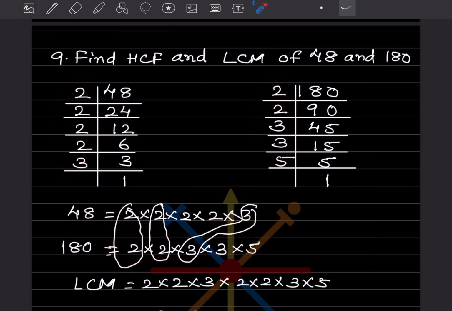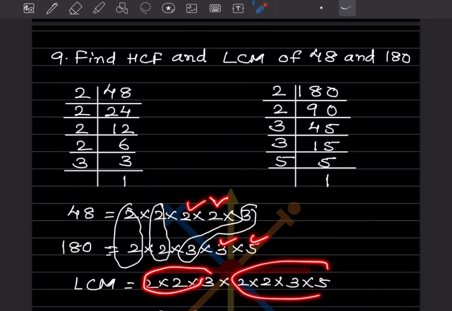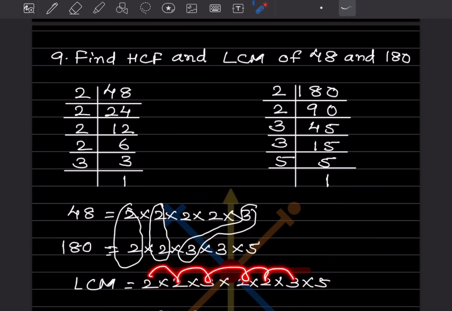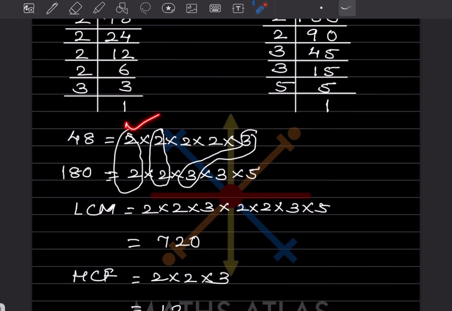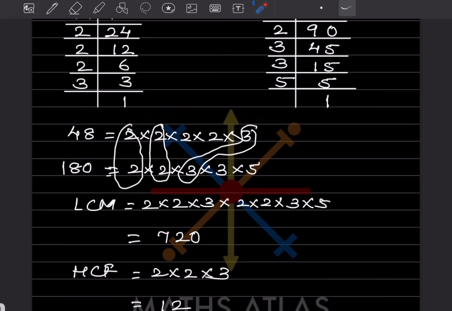So for LCM means we take the common and then the uncommon. So we have to group it. So these are the common ones. So 2, 2 and 3 and then this will be here. These are the uncommon ones. So after multiplying this all, we get 720. And HCF, you know that we just take the common. So these are the common 2, 2 and 3. So that will be 12.